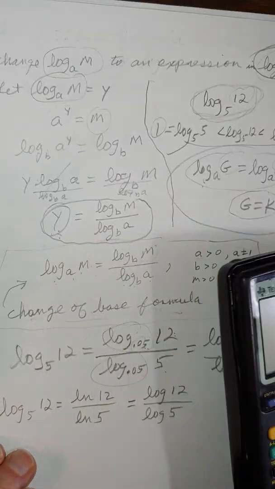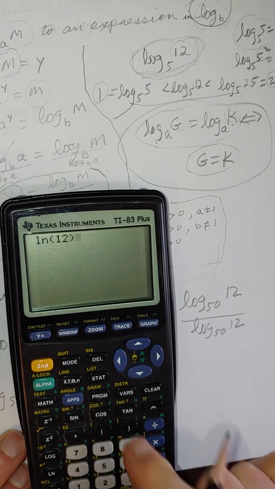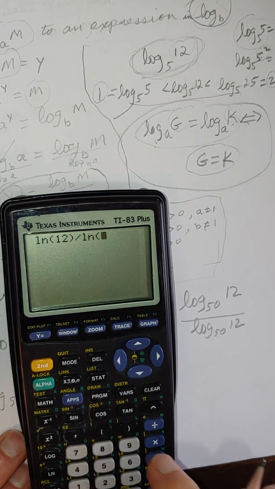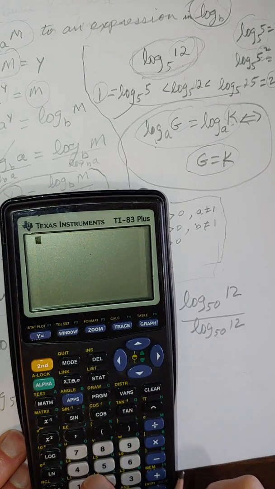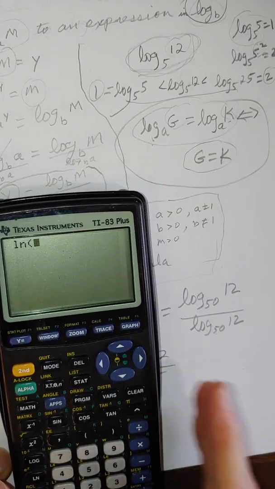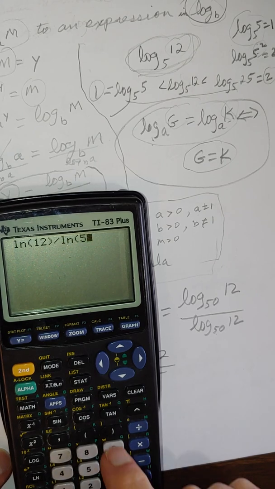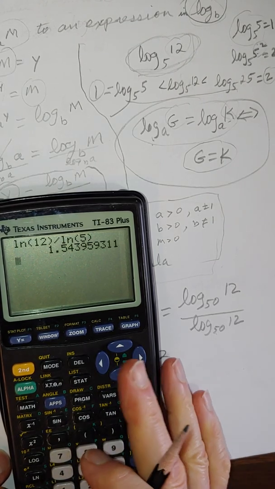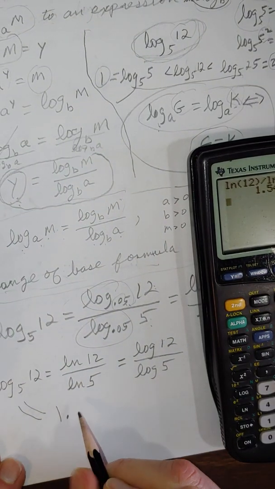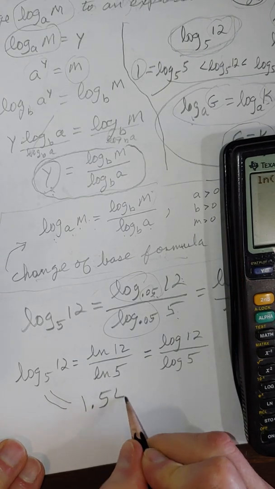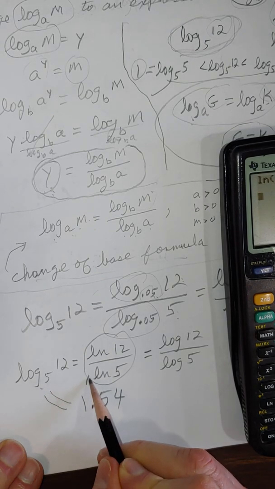So I'm going to do first ln of 12 over ln of 5. Let's see, ln of 12 divided by ln, oops, I just cleared the whole thing. Let me start again. ln of 12 divided by ln of 5. Enter. I get 1.5439, so about 1.54. So this thing equals about 1.54. So this one's equal to that, so is that one, so is this one.